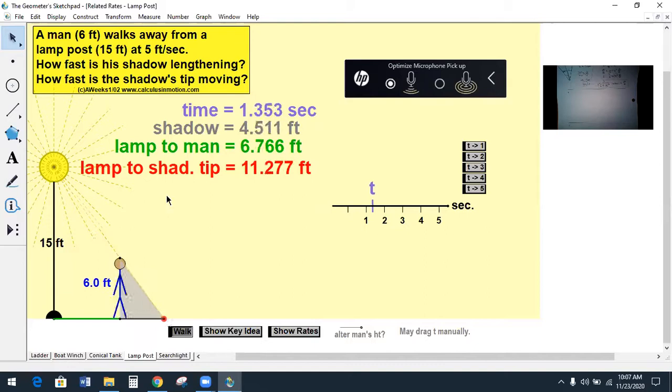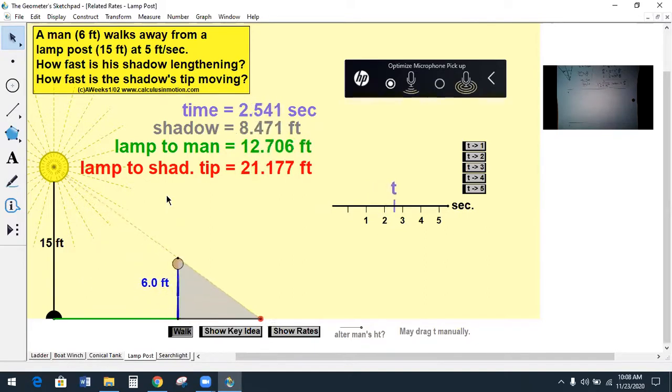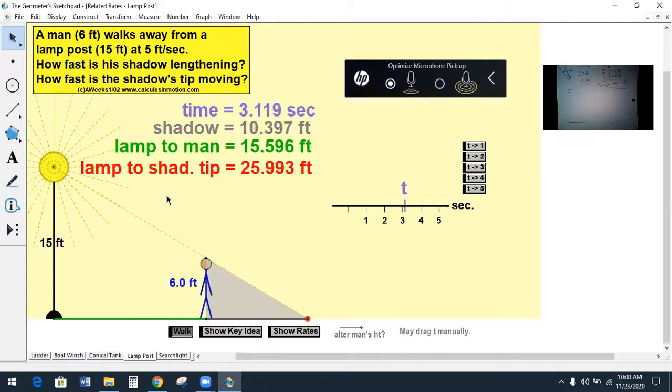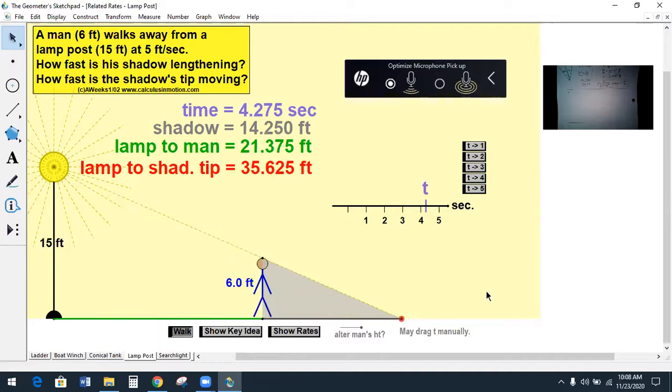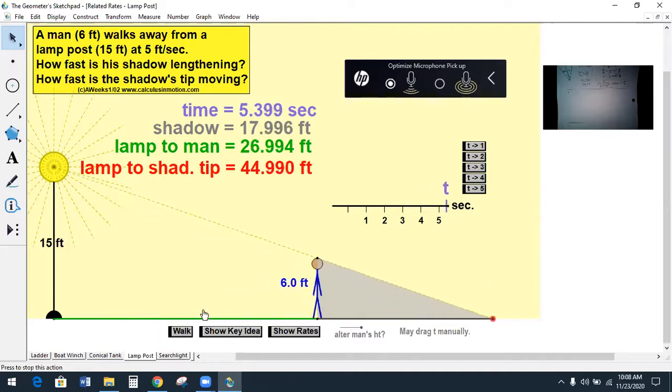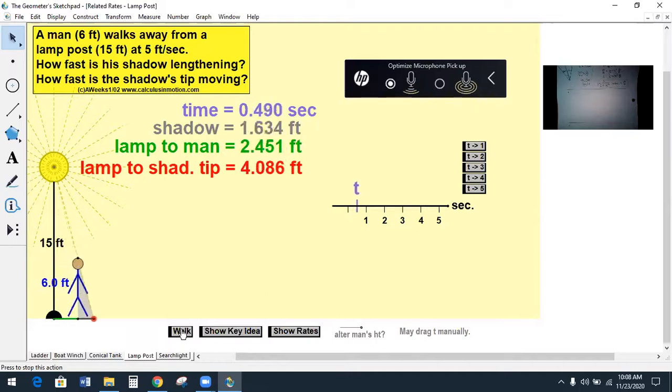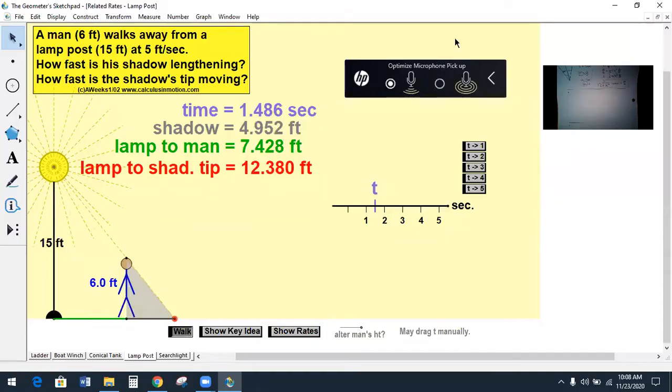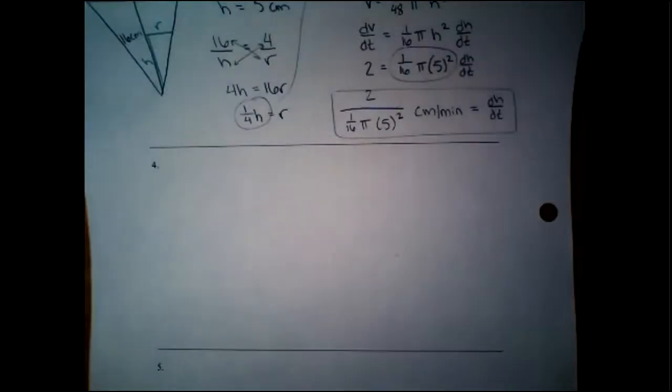So we'll have him walk and you can kind of see what's going on. He's moving away from the light. Looks funny because he's a stick man. But his shadow is getting longer and also the tip of his shadow is moving as he walks. And then he starts over just like in real life. I can't make him stop. Oh well, that's okay. All right, so we're gonna draw a picture for this.